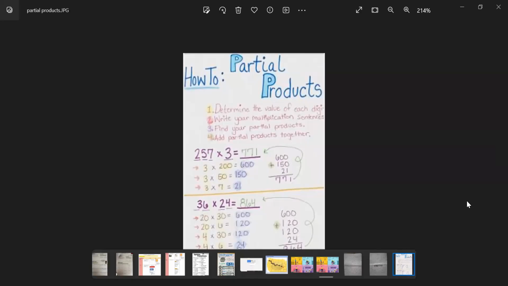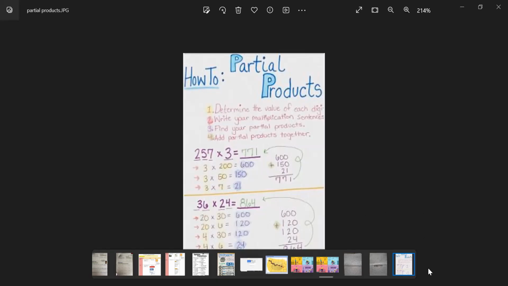You have the partial product and the area model. If you notice here in the anchor chart, it's telling you how to solve the problem using partial product. One, you determine the value of each digit. And the word value is very important when we look at decomposing or breaking down the number. Then you write your multiplication sentence, find your partial products, and add all the partial products together, and you have your answer to the equation.